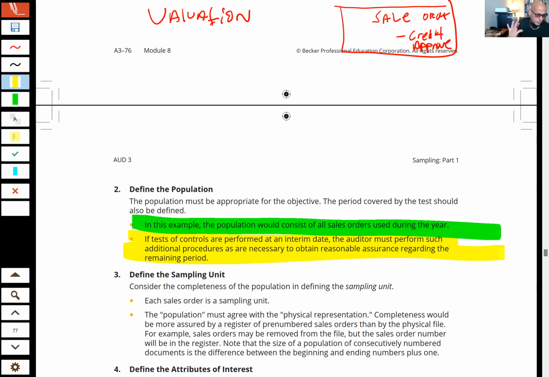I'm jumping ahead of what I wanted to say here. I'll come back to that point in a second. Rewind, come back. It's all sales orders that had occurred during the year.